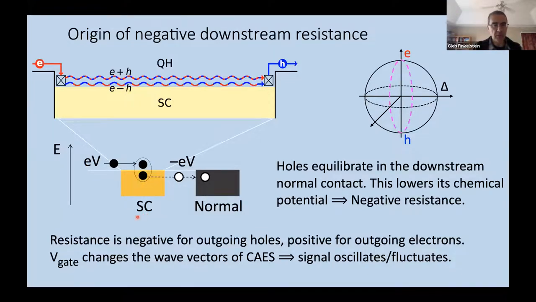But if you end at the south pole with a hole, the process can be viewed looking at this cartoon. Here I'm plotting the energy of the incoming electron, which is positive with respect to the chemical potential of the superconductor. As it forms a Cooper pair in the superconductor, the hole is released below the Fermi energy. That hole floats to the downstream contact and lowers its chemical potential, resulting in the observed negative resistance.